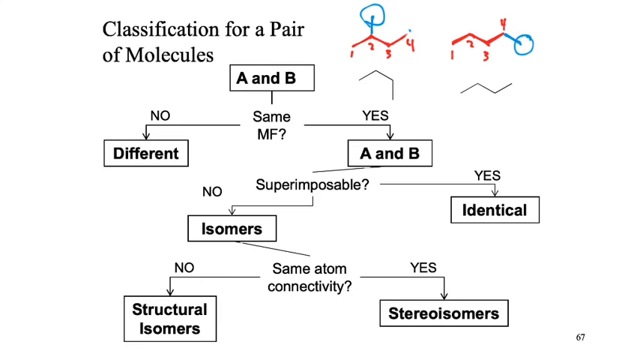Stereoisomers at this stage, all you have to be able to do is to identify them. How do you identify them? They're not structural isomers. They weren't different, and they aren't identical. Then they're stereoisomers.